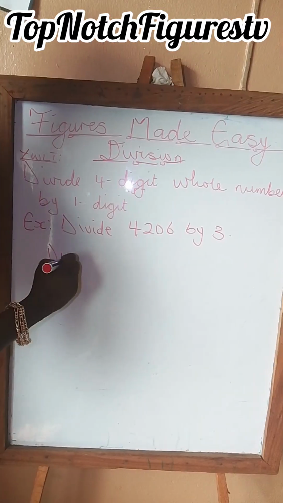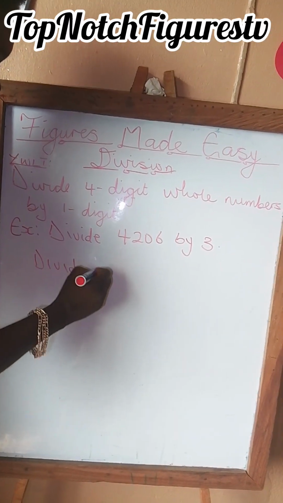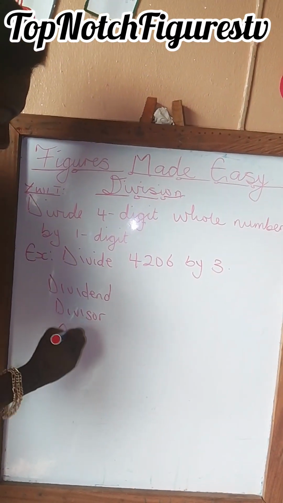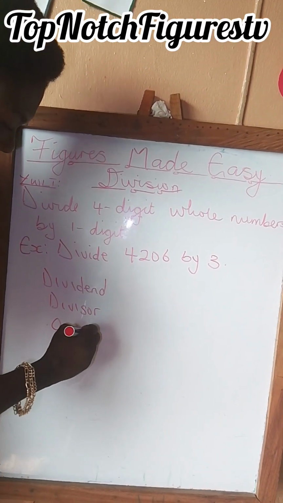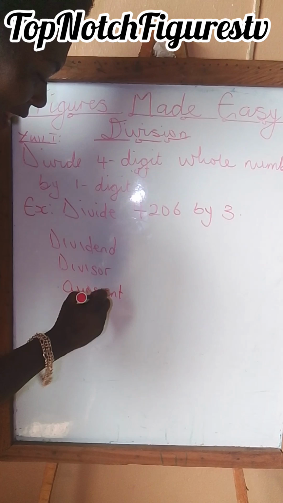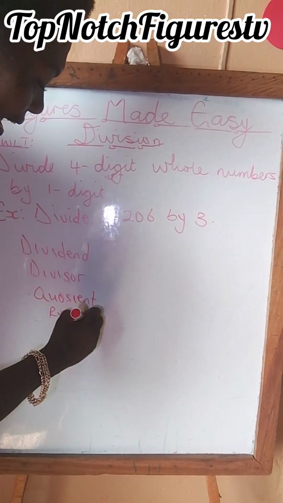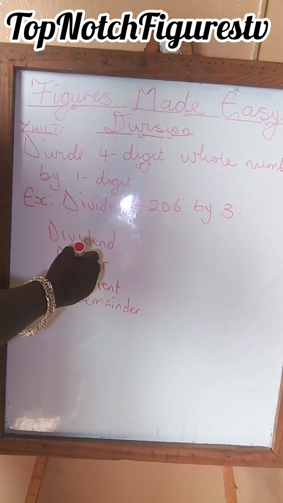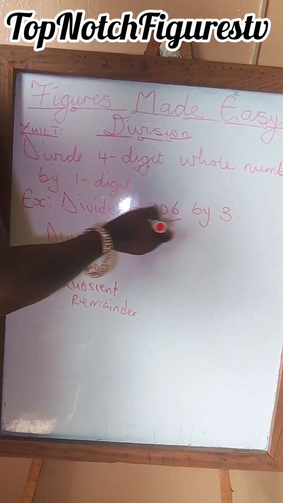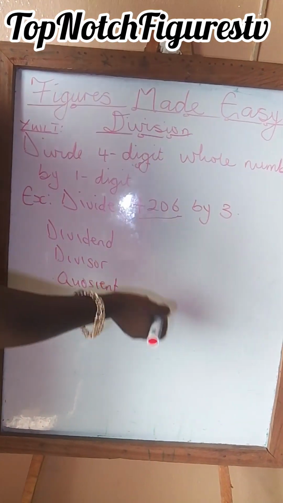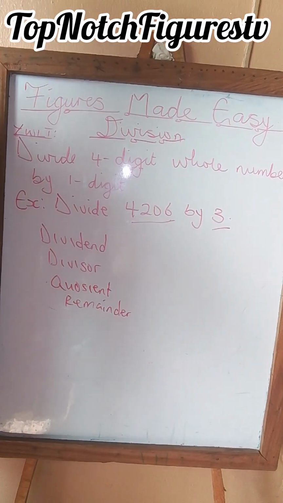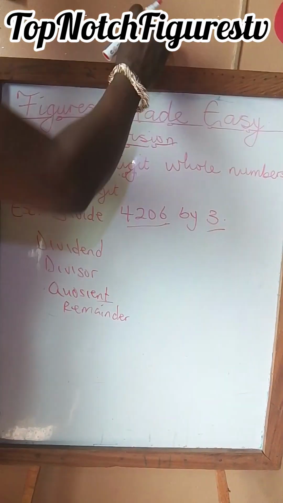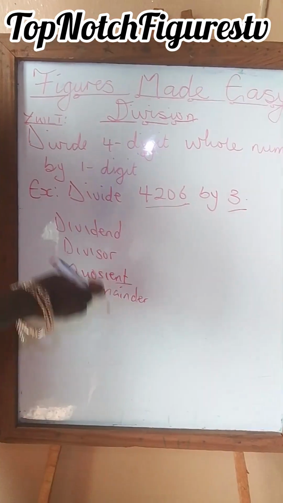The dividend, the divisor, our quotient, and our what? Remainder. That's in case we have that. You need to remember this. Where we have our dividend, which is what? The number which we are dividing from. The divisor, the number which we are using to divide. The quotient is our answer. And a remainder if we have any.